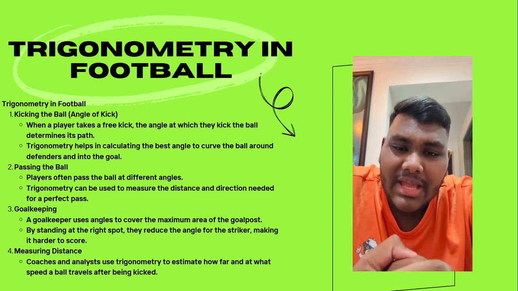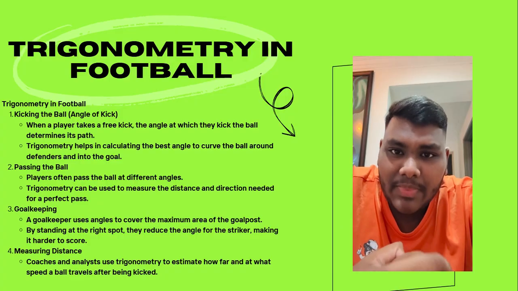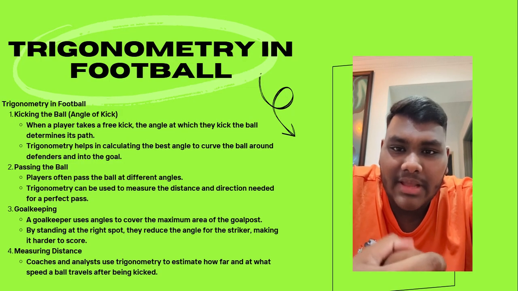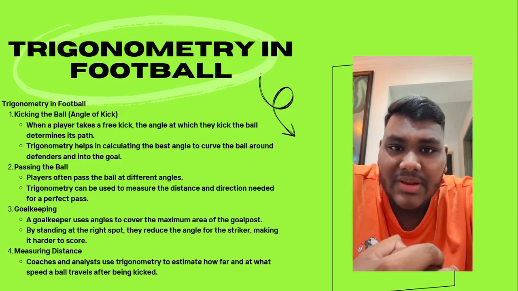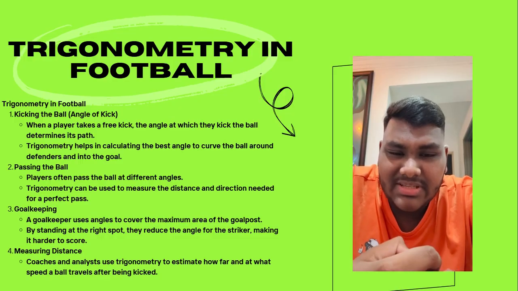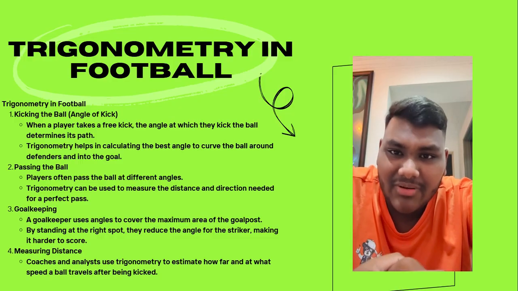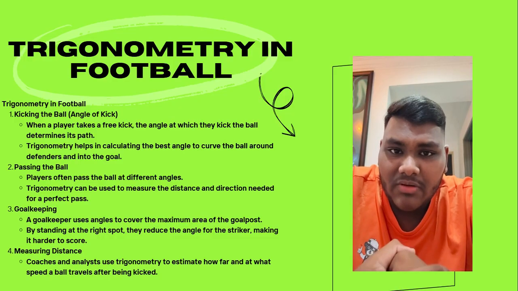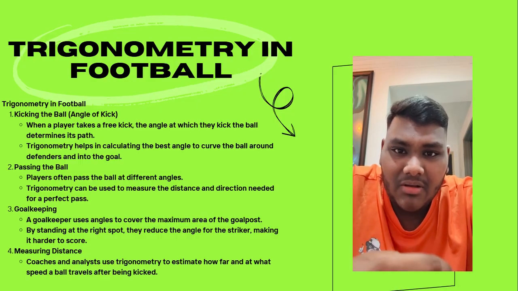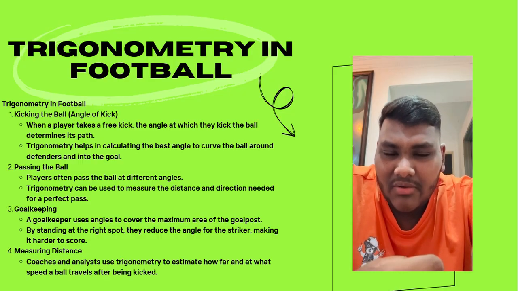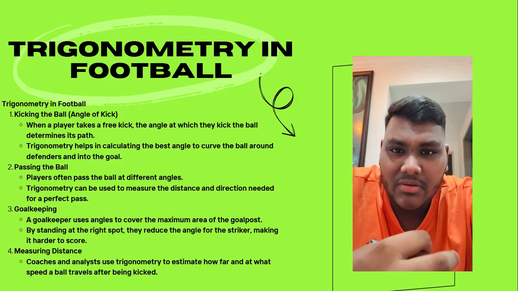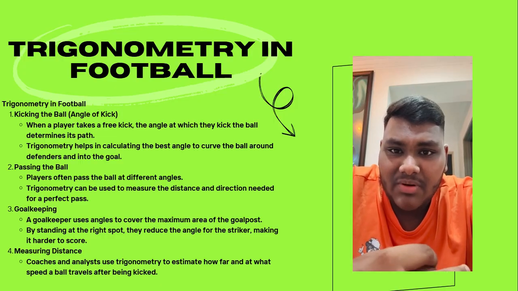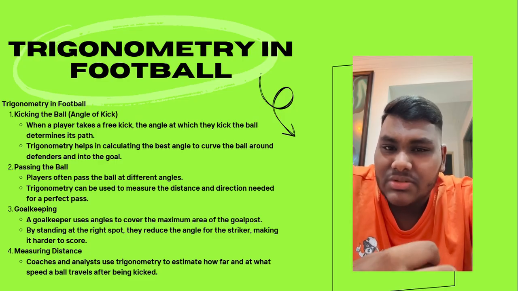After that, I would like to explain about passing the ball. Players often pass the ball at different angles. Trigonometry can be used to measure the distance and direction needed for a perfect pass. Moreover, for the goalkeeping position, a goalkeeper uses angles to cover the maximum area of the goalpost. By standing at the right spot, they reduce the angle for the striker, making it harder to score.